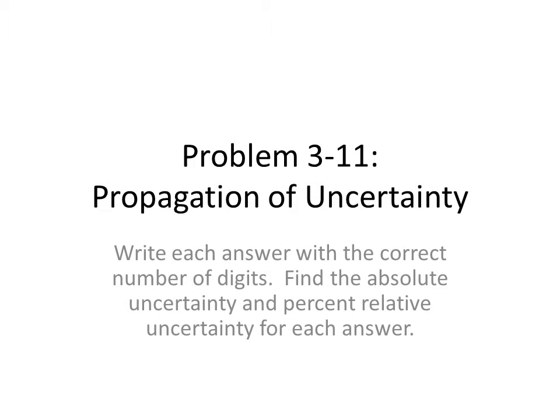Problem 311 in the text deals with the propagation of uncertainty. The problem states, write each answer with the correct number of digits. Find the absolute uncertainty and the percent relative uncertainty for each answer.